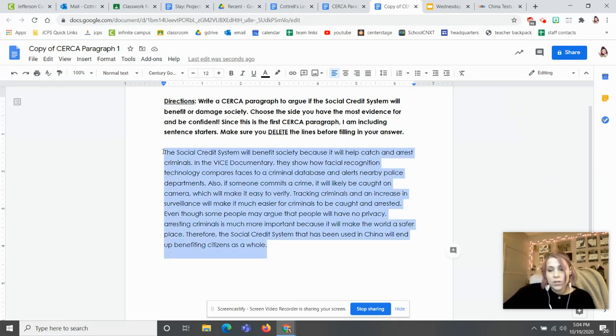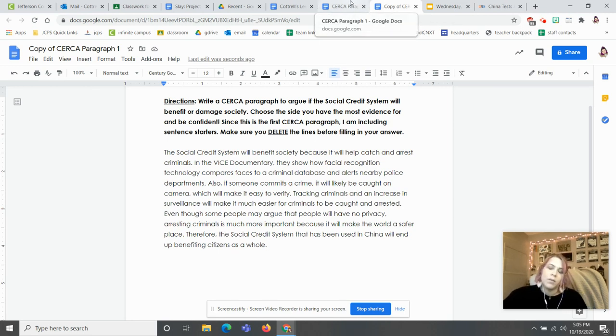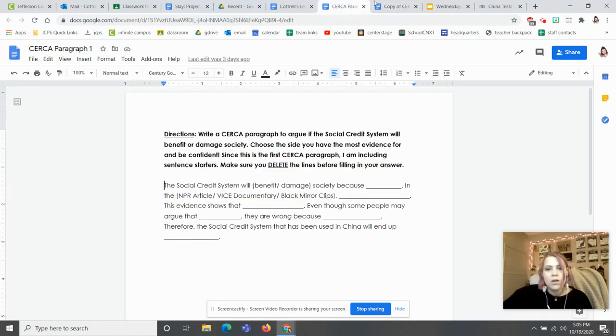I think that's a really strong CERCA paragraph. It's a really strong argument. It has evidence, it has reasoning, it has a counter argument, it has a concluding sentence. And you will probably also notice that it is a pretty big paragraph. So we are going to be writing paragraphs that are longer than paragraphs you may have written in the past. These tend to be like 5 to 7 sentences, which is the perfect amount for a paragraph.